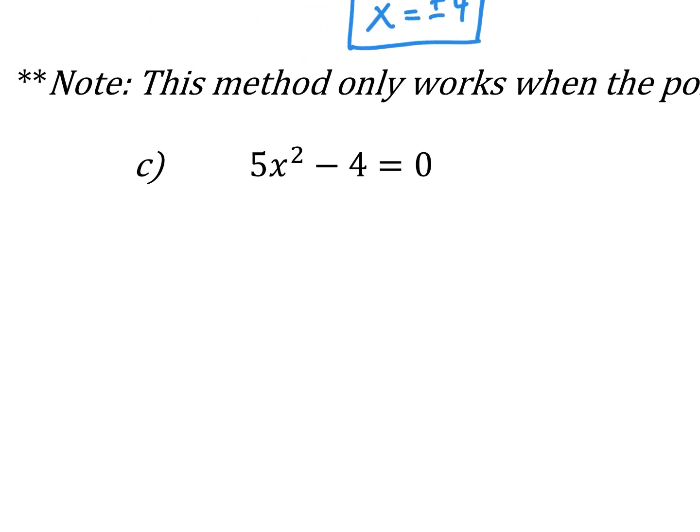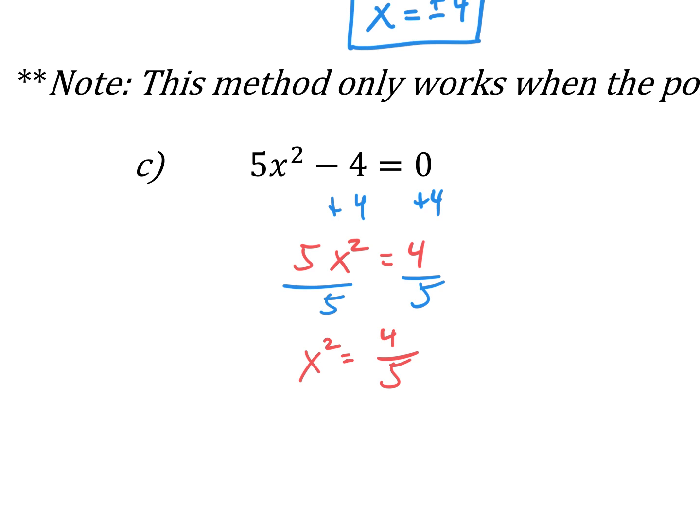Okay, so let's try a couple more out. We've got to get that x squared all by itself. So let's get that 4 out of there. Let's add 4 to both sides. That gives us 5x squared equals 4. Now we've got to get that 5 out of there. Don't square root yet. Divide by 5. And we get x squared equals 4/5.